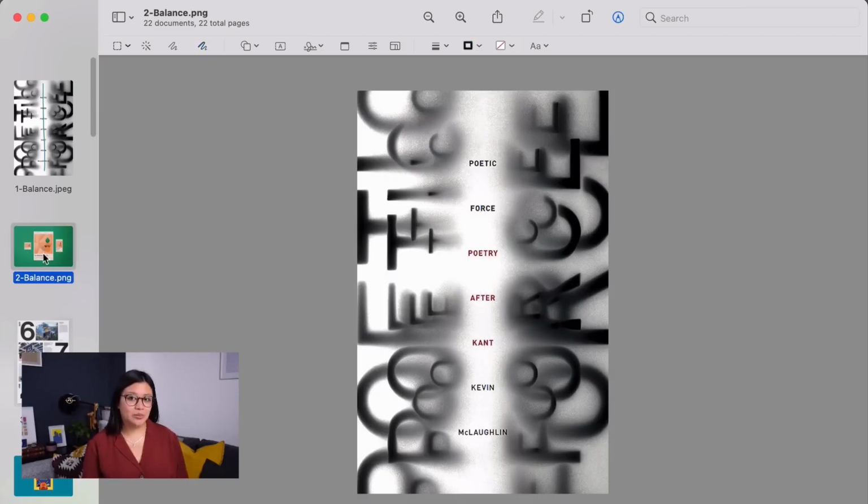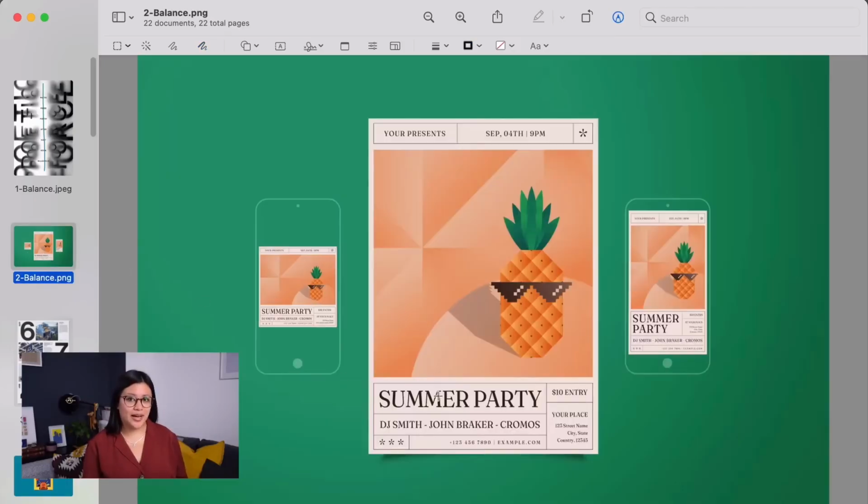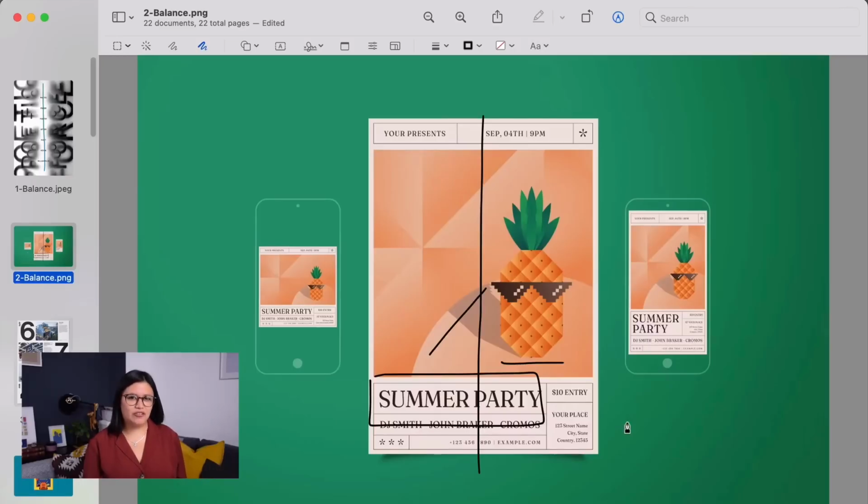On this second example from Envato Elements, we have a flyer. And again, if we were to draw a vertical line through the center of the flyer, the pineapple is slightly off center. To counteract that, we have the title of the flyer, Summer Party, on the left side with a bigger typeface. So this helps counteract that weight and balance the poster beautifully. A lack of balance will make the poster feel like it's falling toward one side. So it is very important to check for that.